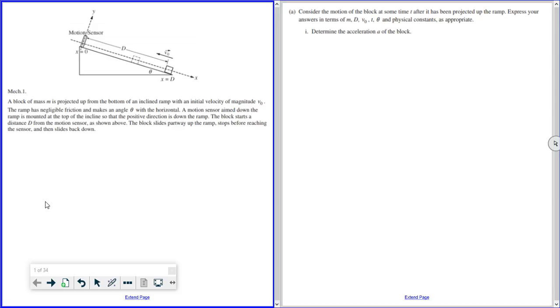All right. So moving on. Part A says determine the acceleration of the block. Does it tell us that friction is negligible? Yes, negligible friction, right there.